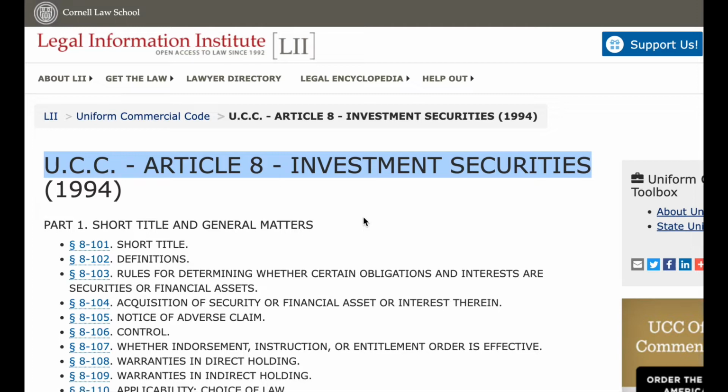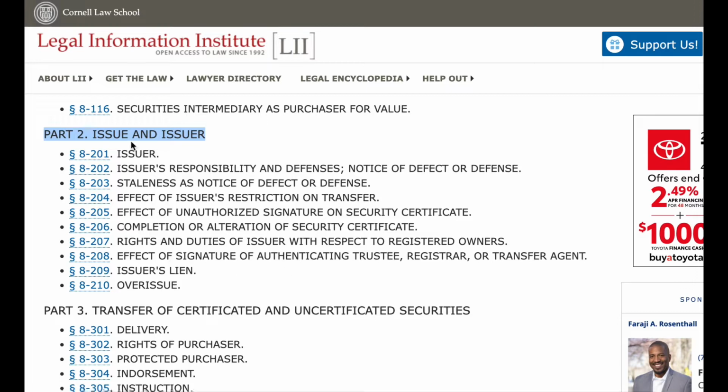Cornell Law School. UCC, Article 8, Investment Securities. Part 2, Issue and Issuer.